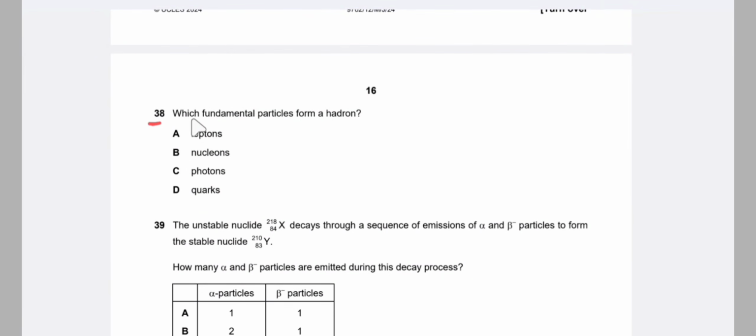For question number 38, which fundamental particles form hadron? The examples of hadrons are protons and neutrons. But which fundamental particle forms a hadron? Hadrons are made up of quarks. So the answer is D. Quarks are the fundamental particle that form hadron.